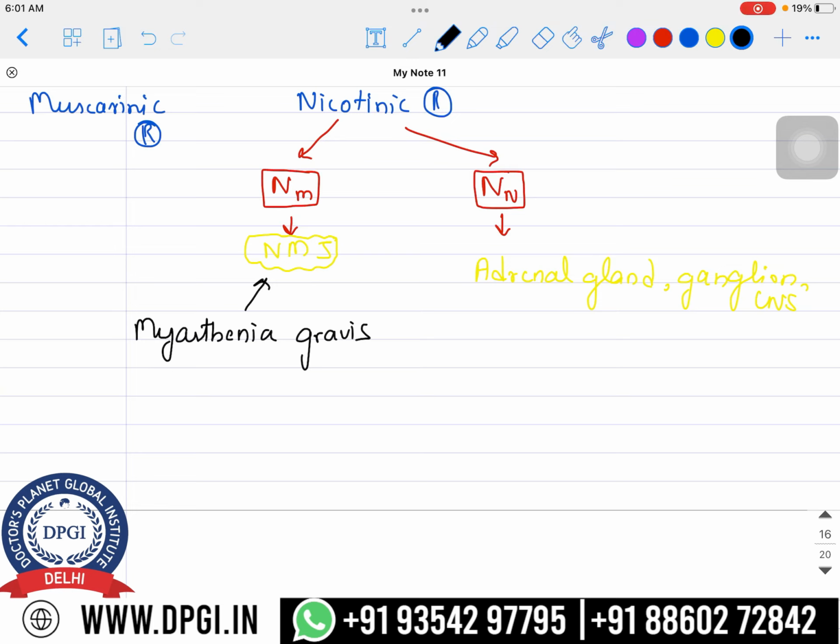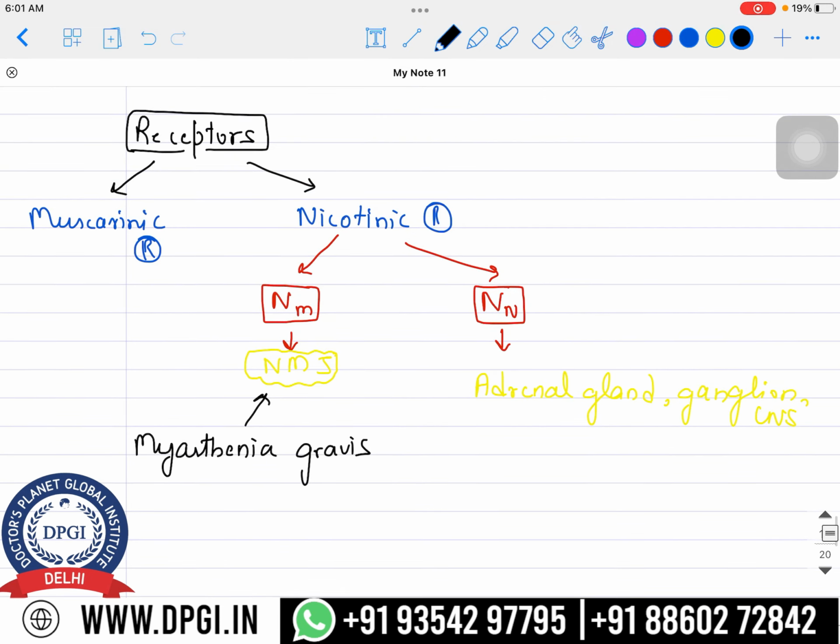This is also called the floppy syndrome. For example, in babies, we call it floppy baby syndrome or floppy infant syndrome. So what is actually happening over here? Let me show you one diagram as well.